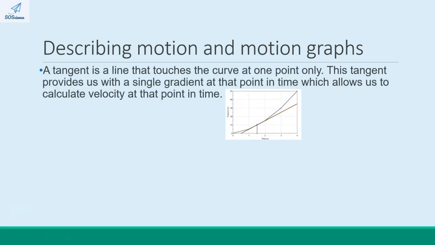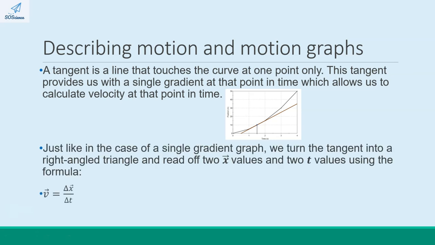A tangent is a line that touches the curve only at one point. So in this case, this tangent touches the curve only at this point over here, which is 1.5 seconds into the motion. And this tangent will allow us to work out the instantaneous velocity at 1.5 seconds exactly.